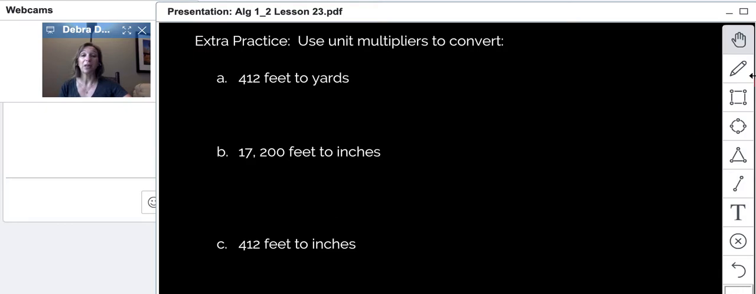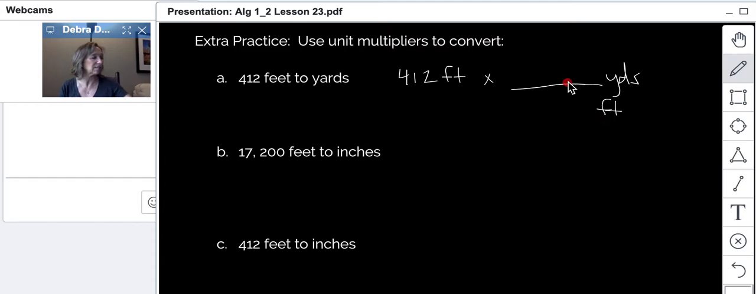All right, hopefully you paused that video. So we're taking 412 feet and we're converting it into yards. We want yards, so the yards need to stay on the top. The feet need to be diagonal.